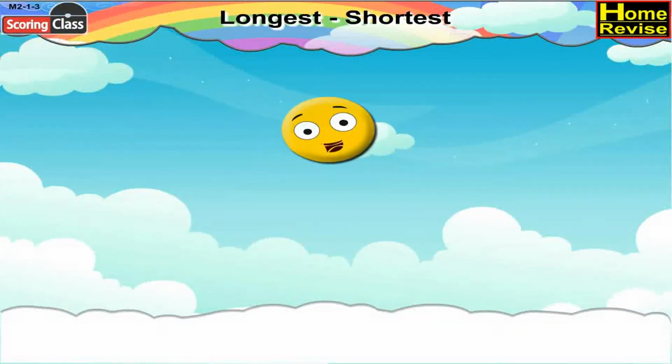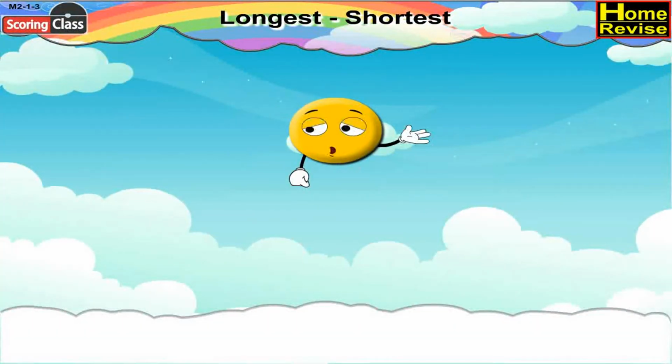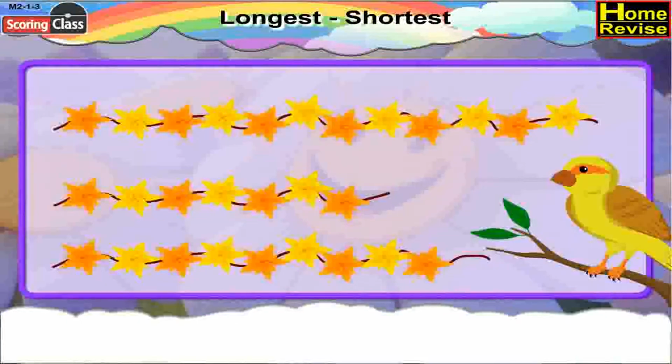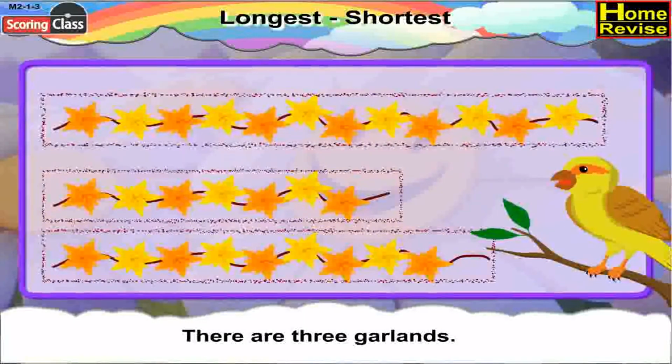Now kids, you have learnt about long and short. Now I will teach you about longest and shortest. If you notice this picture, there are three garlands. We have to find the longest garland and the shortest garland.